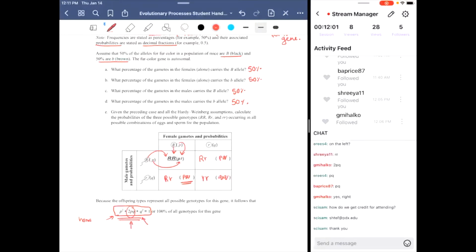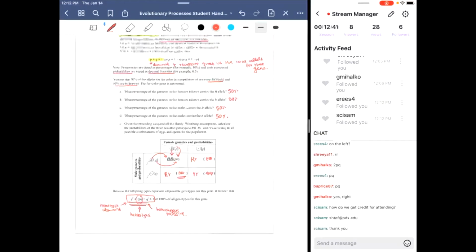Okay, thank you. So yeah, the P square is the homozygous dominant in the population. This would be the heterozygous, and this would be the homozygous recessive. Any questions so far? Any confusion? Okay.